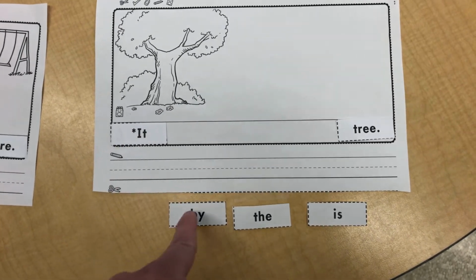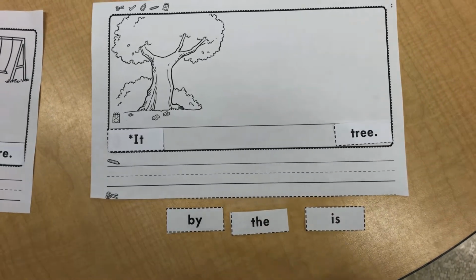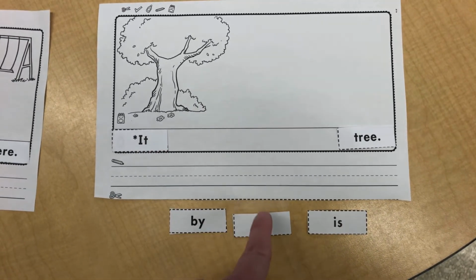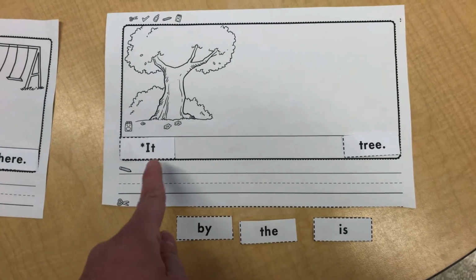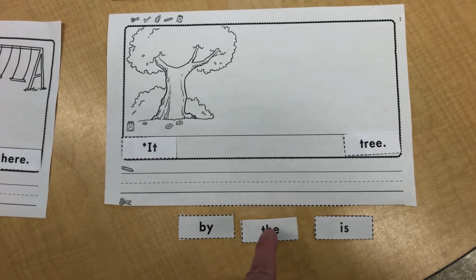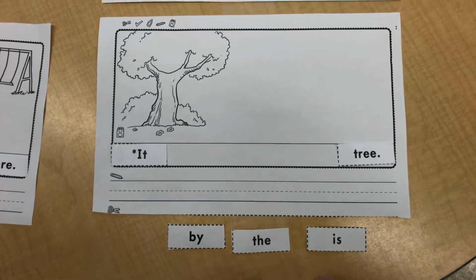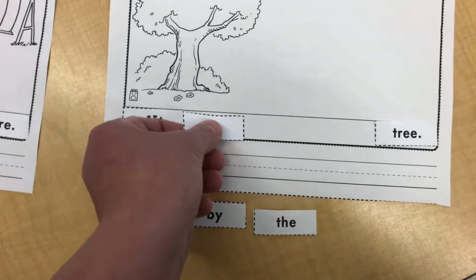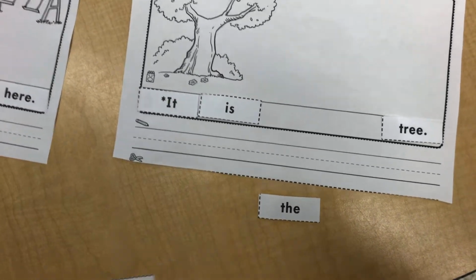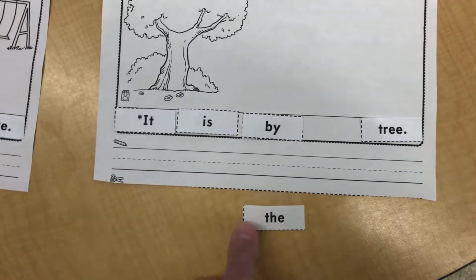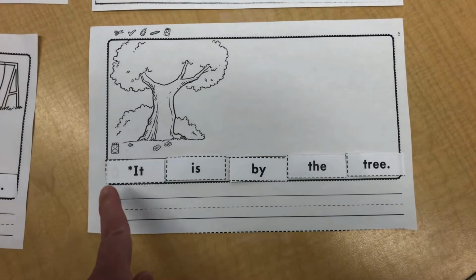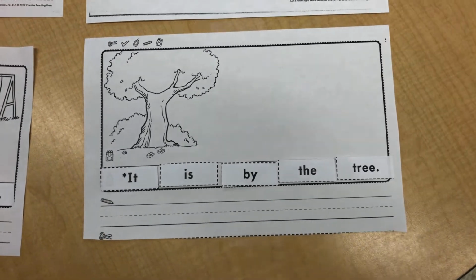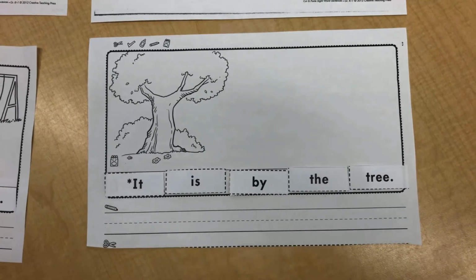So it, by, the, is, tree. No. It, the, is, by, tree. No. It is by the tree. I think that's it. It is by the tree. It is by the tree. And that's our sentence. It is by the tree.